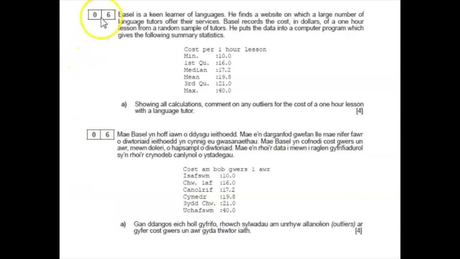Question 6. This question is about interpreting data. A summary statistics has been presented giving the minimum value, the lower quartile, the median, the mean, the upper quartile, and the maximum value of the data. We are asked to comment on any outliers for the cost of a 1-hour lesson with one of the language tutors in this question.